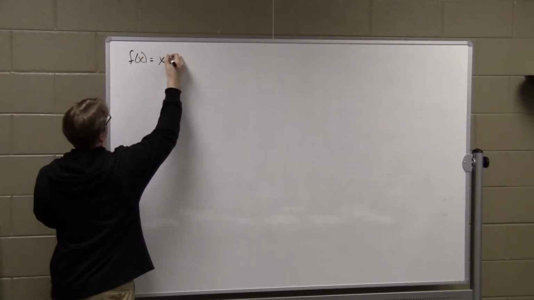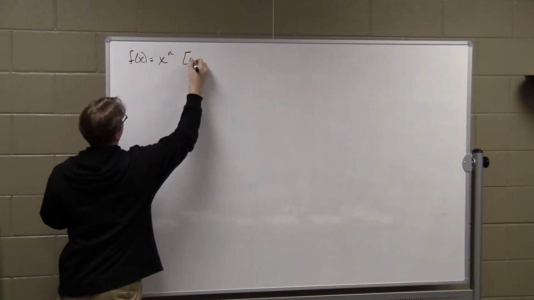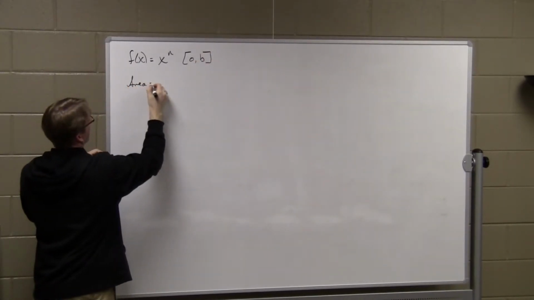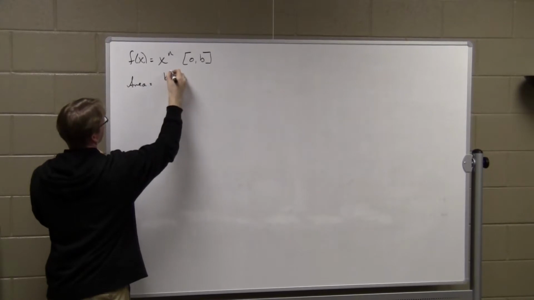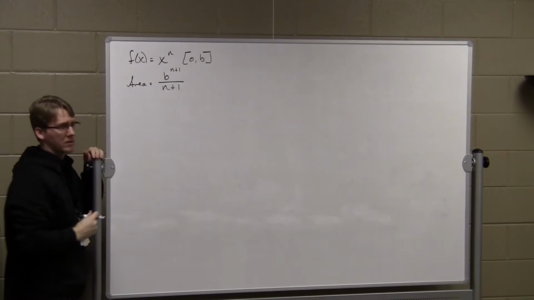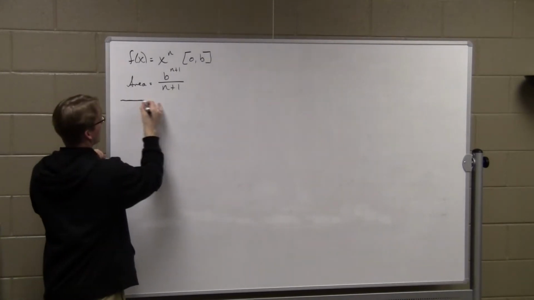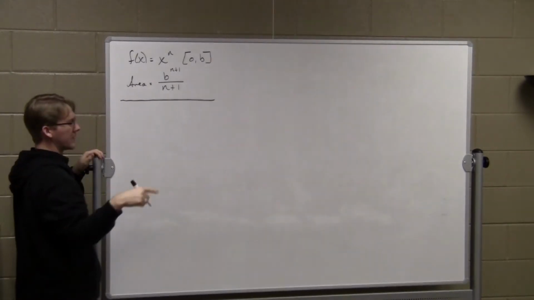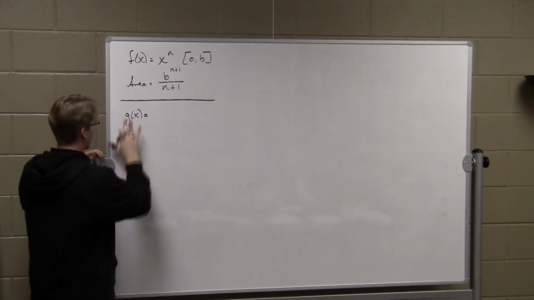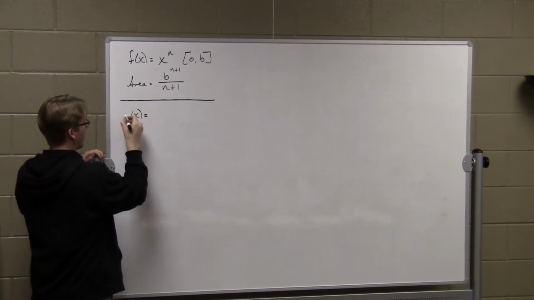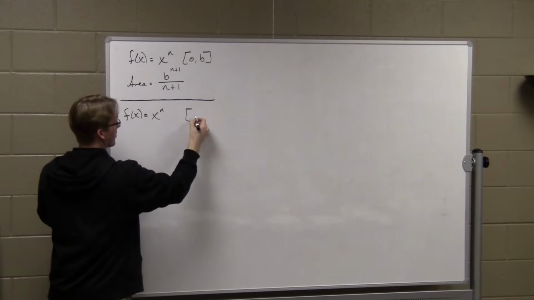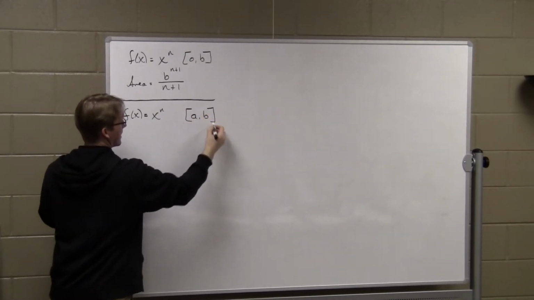If f of x is x to the n on the interval from 0 to b, then the area was b to the n plus 1 over n plus 1. We can even go one tiny step further, because you did do this technically. Let's do the same function, x to the n, but instead of going from 0 to b, we go from a random a to b.